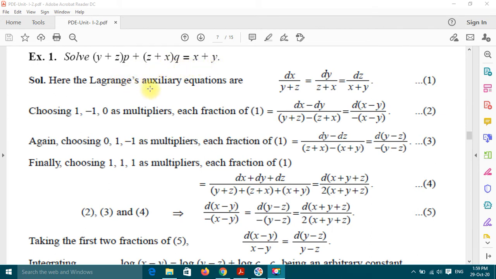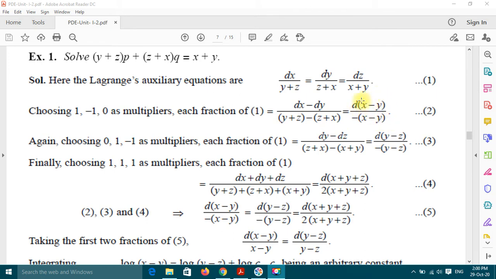So the Lagrange's subsidiary equation, or auxiliary equation, is dx upon P equal to dy upon Q equal to dz upon R. So dx upon y + z is equal to dy upon z + x is equal to dz upon x + y. Now we choose the multiplier 1, -1, 0. Then each fraction of this subsidiary equation 1 is equal to (dx - dy) upon (y + z - z - x), where z and z cancel out, so the denominator becomes y - x. We take the minus sign outside, so minus times (x - y), and the numerator is d of (x - y).